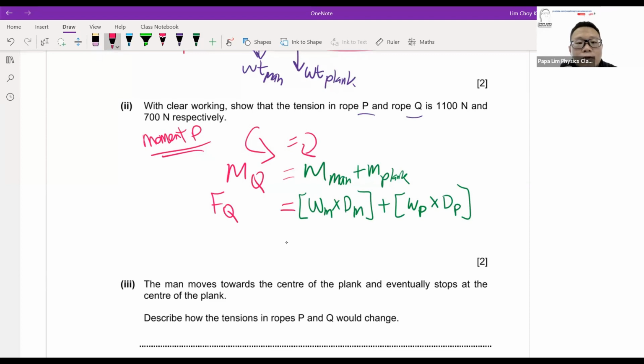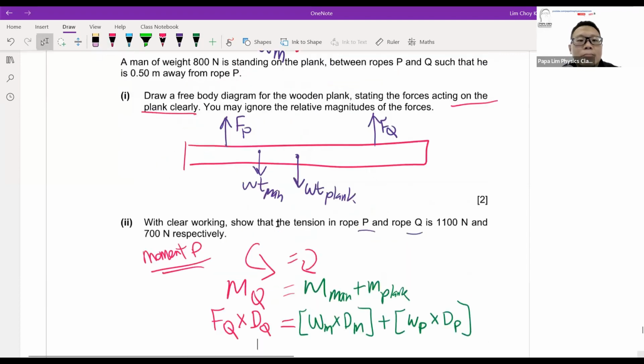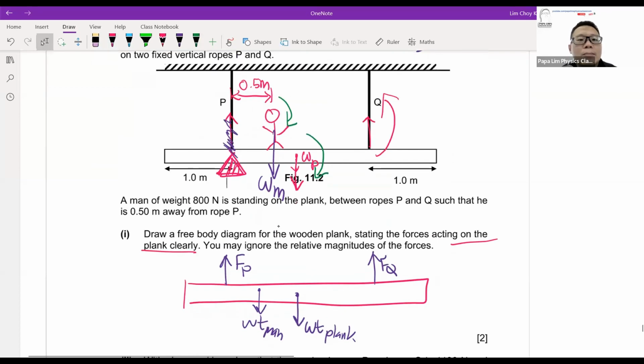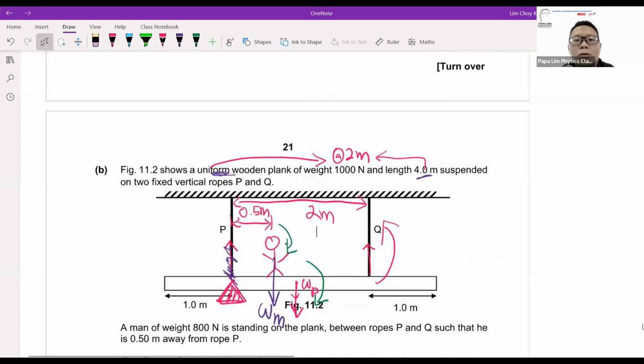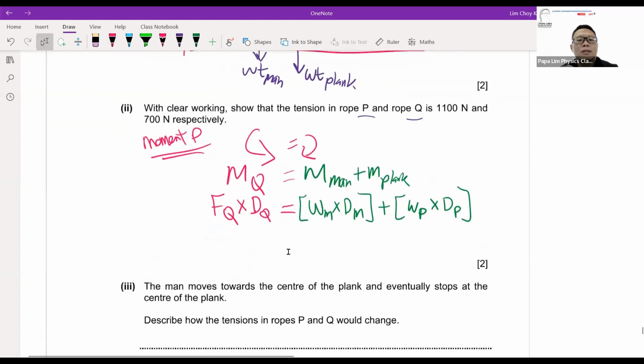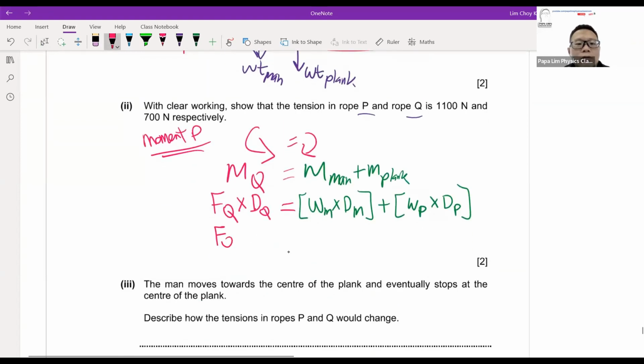For anti-clockwise, it will be force of Q multiplied by perpendicular distance of Q. Remember my pivot is here, my pivot is at P. So if my pivot is P, my perpendicular distance for Q will be from the pivot to the force itself. So this will actually be 2 meter because I know that the rod is 4 meter. So you substitute the number inside, it will be force Q times 2 meter.